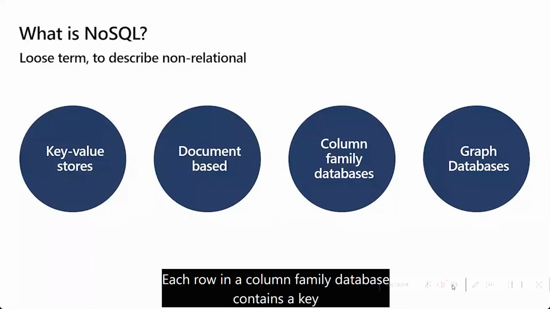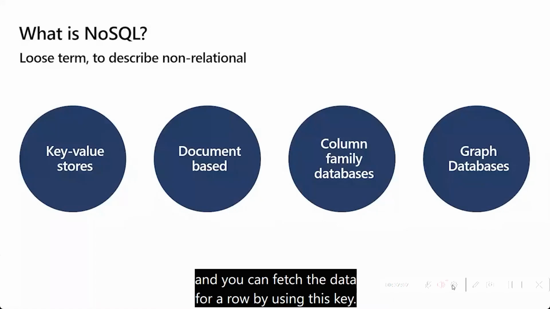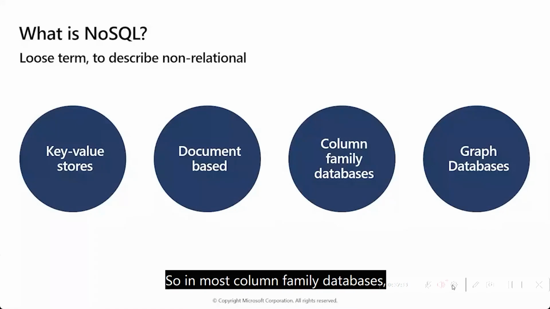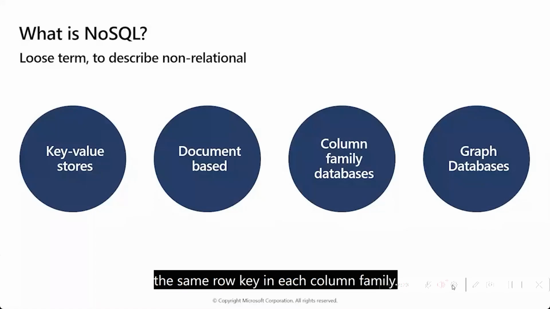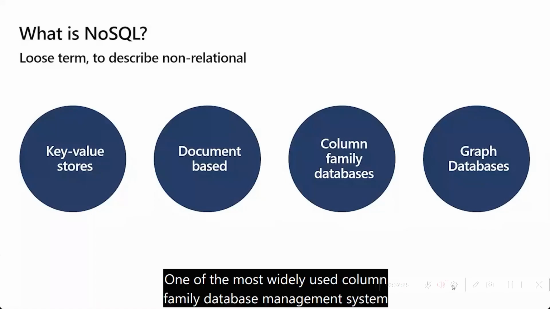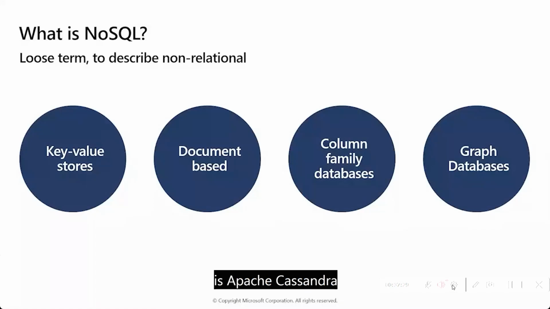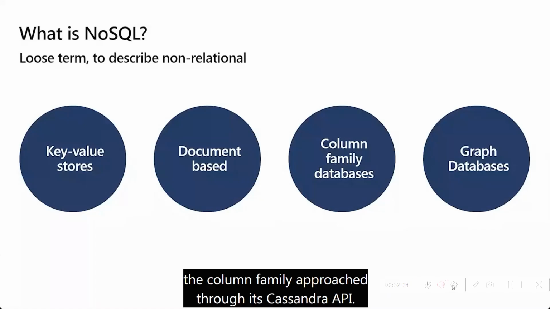Each row in a column family database contains a key, and you can fetch the data for a row by using this key. In most column family databases, the column families are stored separately, and the data for a single entity that spans multiple column families will have the same row key in each column family. One of the most widely used column family database management systems is Apache Cassandra, and Azure Cosmos DB supports the column family approach through its Cassandra API.